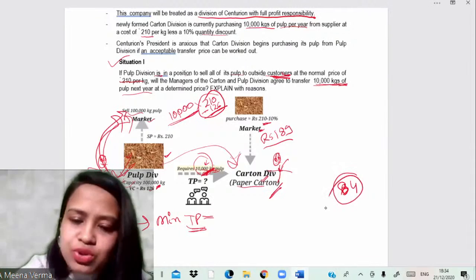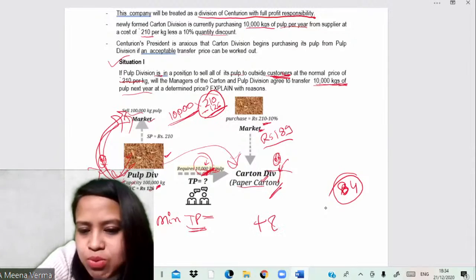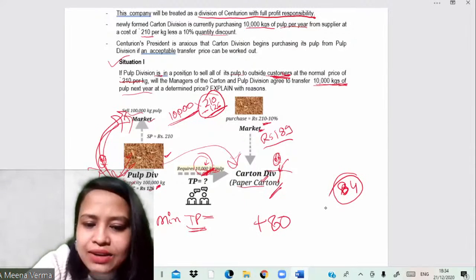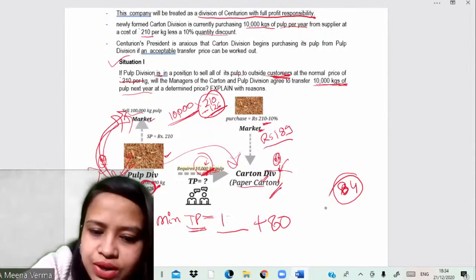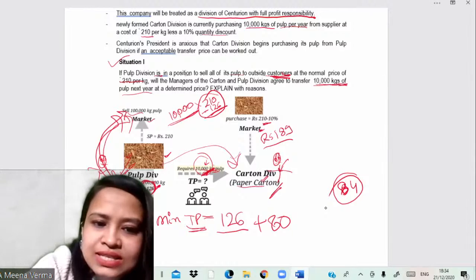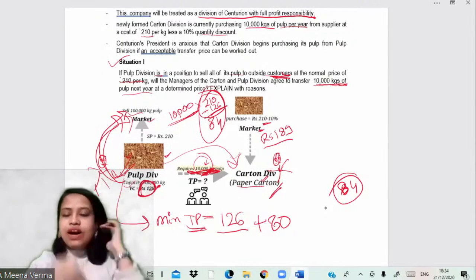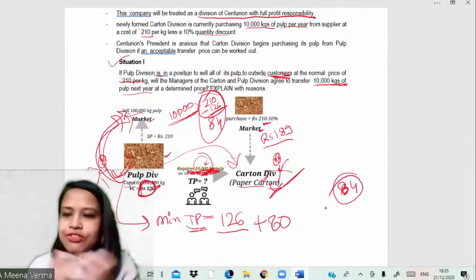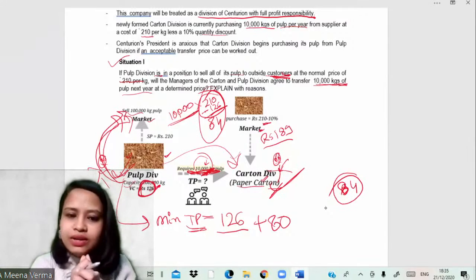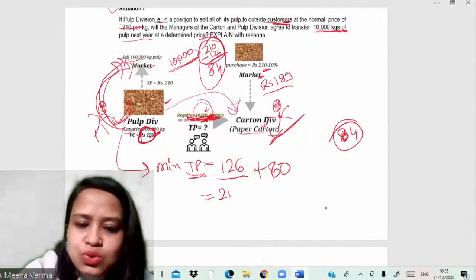Okay, so this is the contribution I'm losing. I want to recover this contribution. This is my opportunity cost. And what is my minimum cost? The minimum cost I will charge is the variable cost. I want to recover this 126, plus since I'm using this 10,000, I'm losing this contribution 84. So I want to recover this contribution. Why should I supply this 10,000 units to the manager of carton division, if I'm getting more contribution from the market? So the minimum transfer price they will quote is rupees 210.